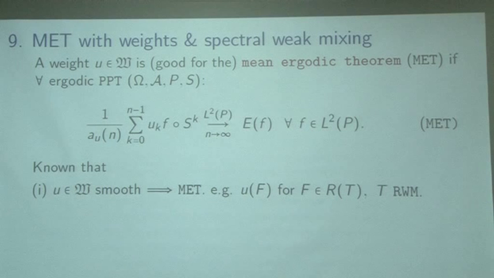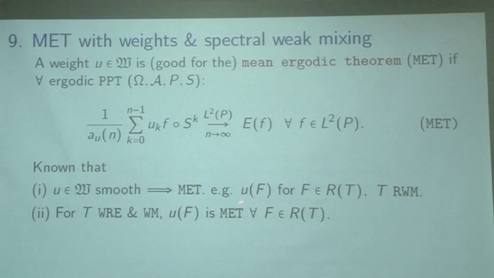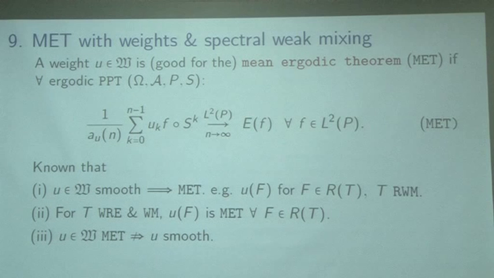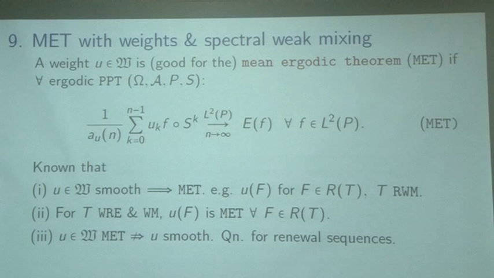Also, if you had something which was weakly rationally ergodic and spectrally weakly mixing, then the intrinsic weight sequences would be mean ergodic. So now we know that there are examples like this which are not smooth. There were examples before of things which are not smooth, but now we know that we can do it with a measure conserving transformation. So there's a question now as to whether mean ergodic theorem implies smooth, not in general, but just for renewal sequences. That's the question as to whether aperiodic implies smooth.